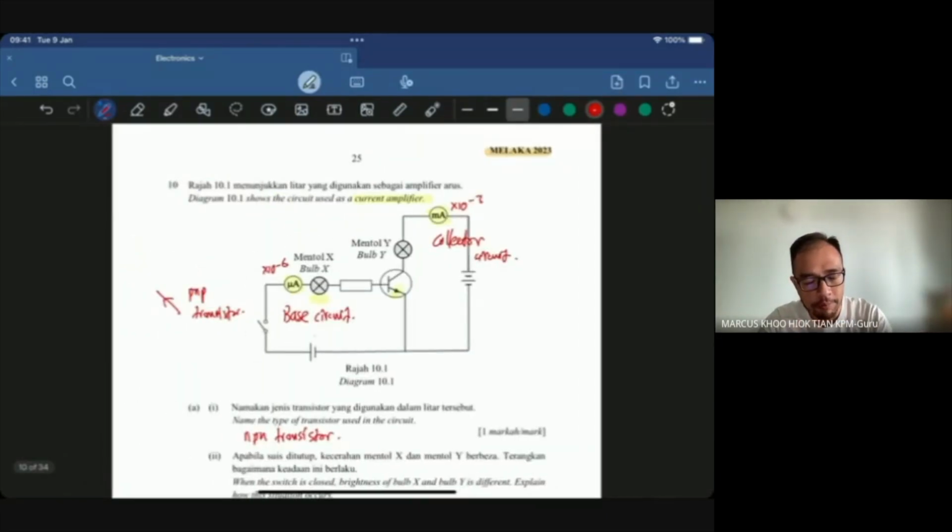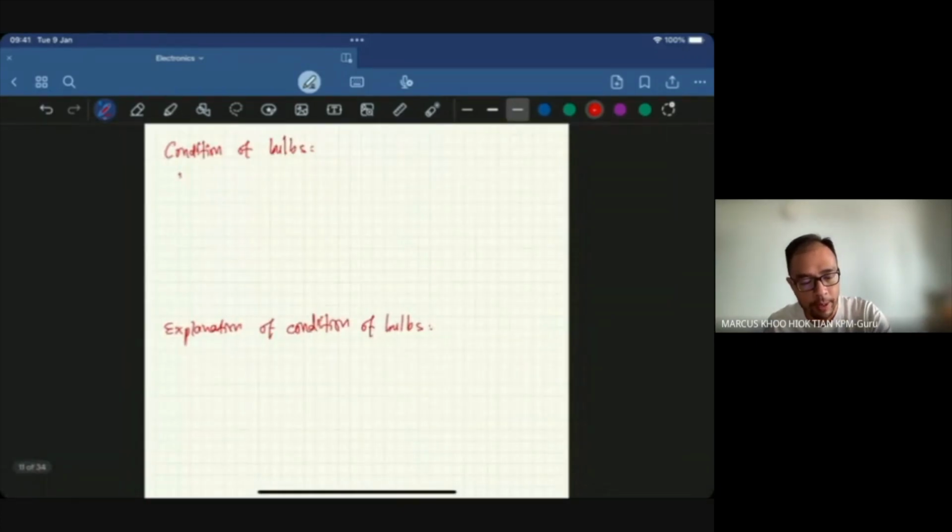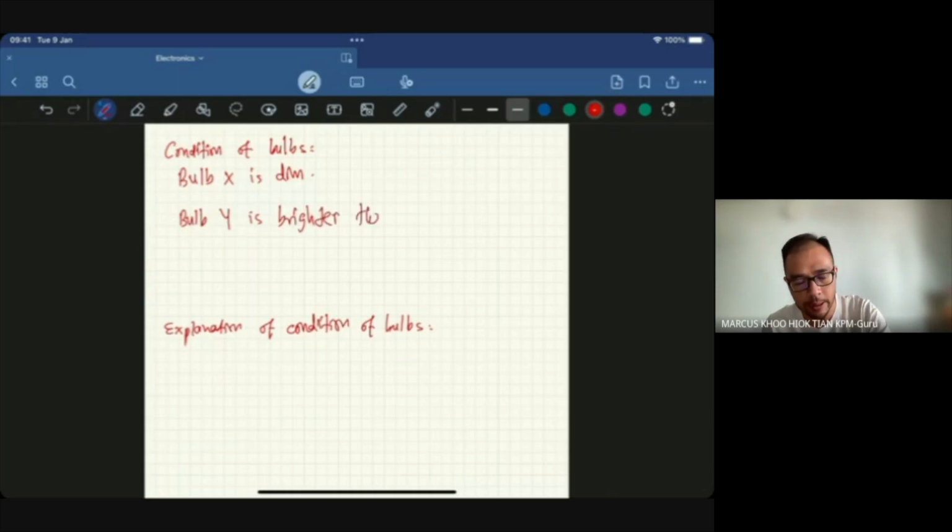If you take a look, bulb X will be less bright because there's less current flowing. So bulb X is dim, 1 mark. The second one is bulb Y is brighter than X. Or any other variation of it. You can say bulb X is dimmer than Y, bulb Y is bright. Either one is fine.